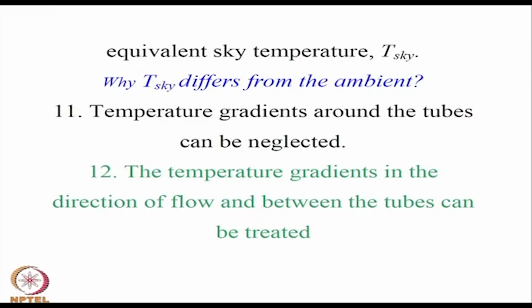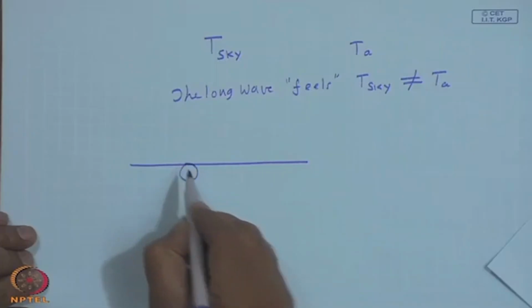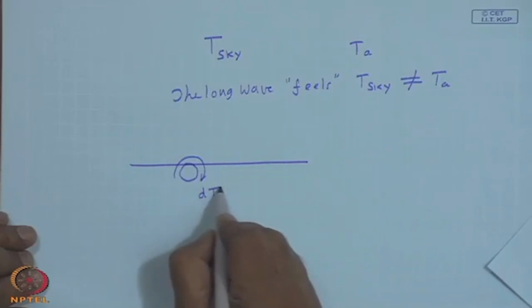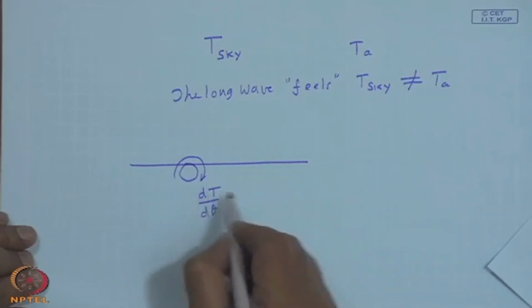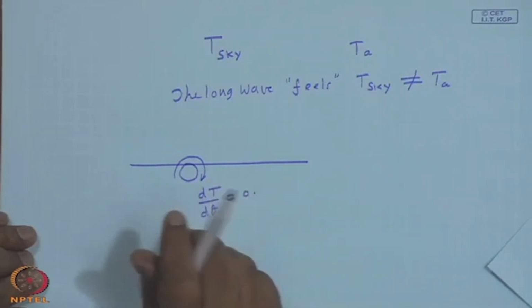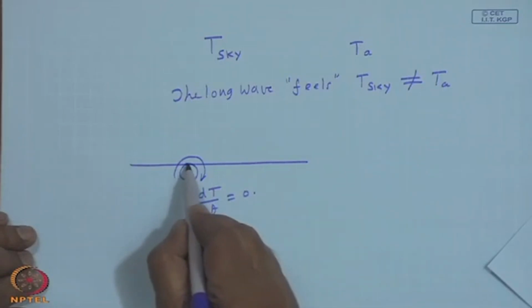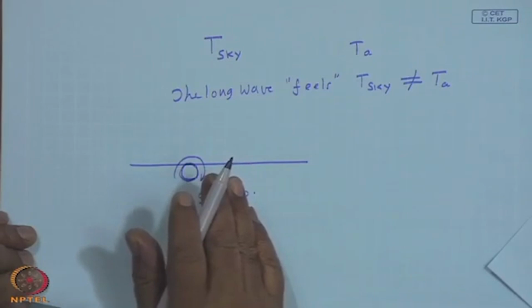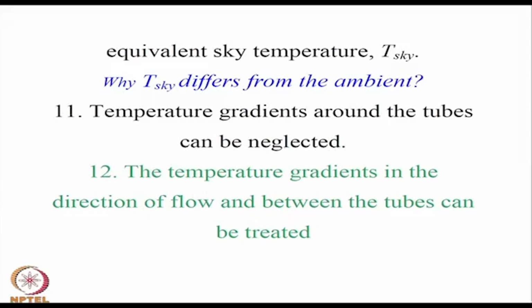So, temperature gradients around the tubes can be neglected. Now, in this type of analysis, we do not worry about dT d theta; dT d theta is 0. It does not change in the peripheral direction of the particular tube. So, the entire tube is at uniform temperature. Now, this is one very significant feature.